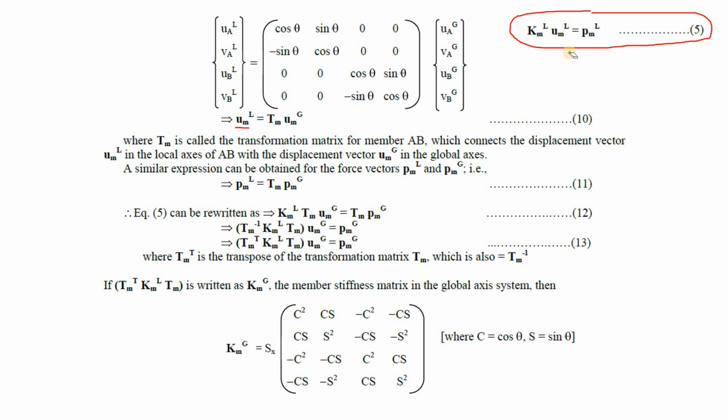Okay, previously we had developed this stiffness matrix for a truss member in the local axis, and then we learned how we can transform the deflection vector from local axis to global axis. This is what we learned previously. Here TM is called the transformation matrix for member AB, which connects the displacement vector UML in the local axis of AB with the displacement vector UMG in the global axis.